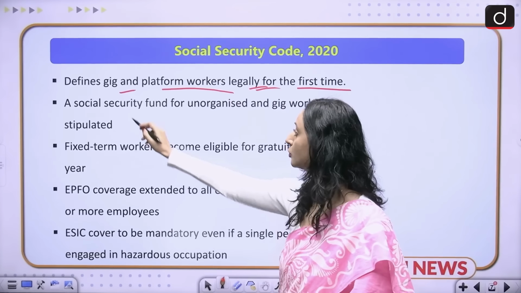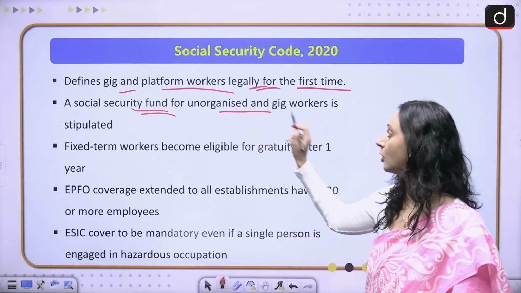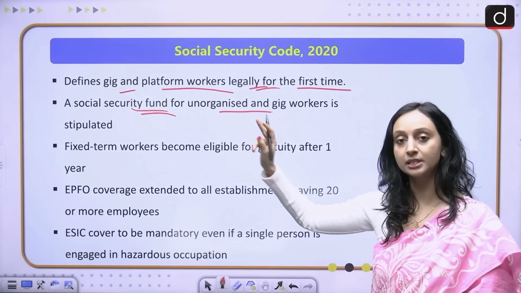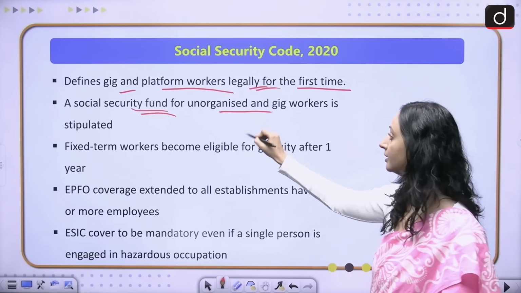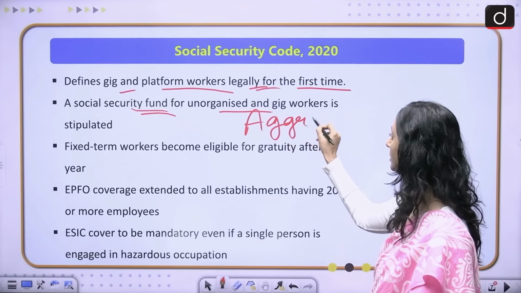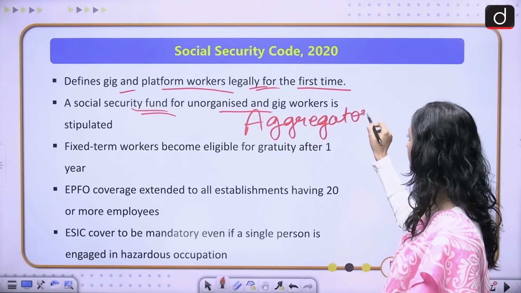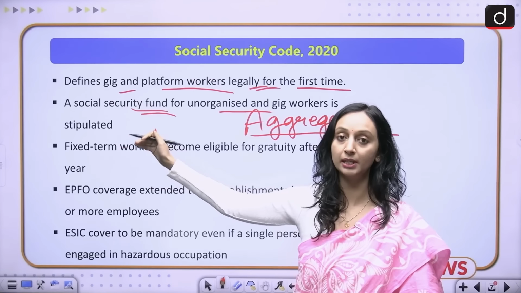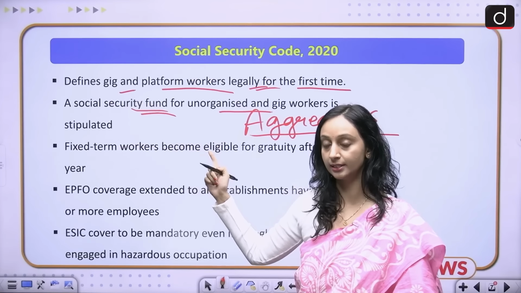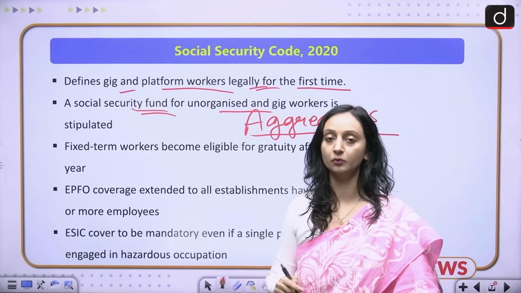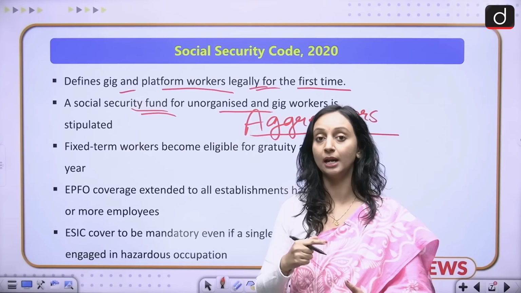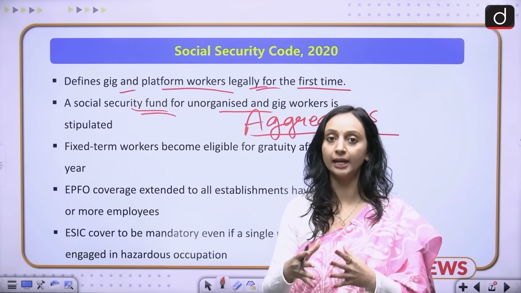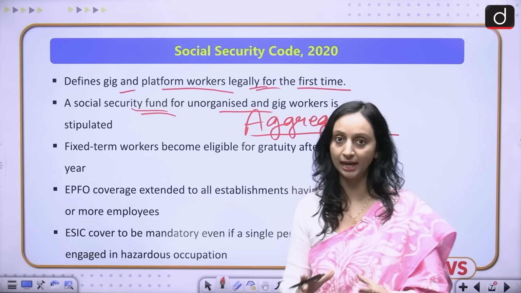In fact, a Social Security fund for the unorganized and gig workers is stipulated. So the central government will also contribute, the state governments will also contribute, and the aggregators, these platforms, will also contribute to the Social Security Fund, which is being stipulated for the unorganized sector. So this is a big achievement over here, that the unorganized sector, the gig platform workers, have been defined, and that is why they can be covered in the Social Security bracket.